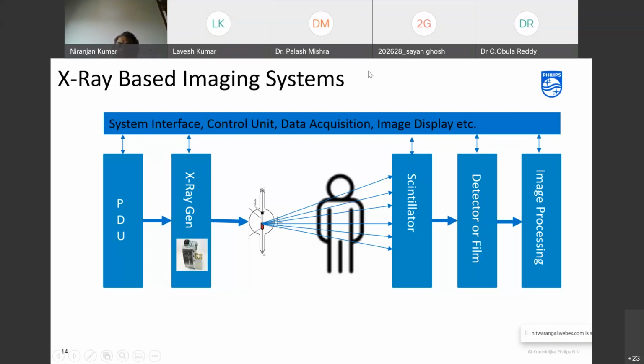And then on the top you have an interface system, in simple terms, a system interface like console, control unit, data acquisition, image display, depending on the many things which connect everything. So this is a very simple architecture you can imagine for any machine you saw earlier.